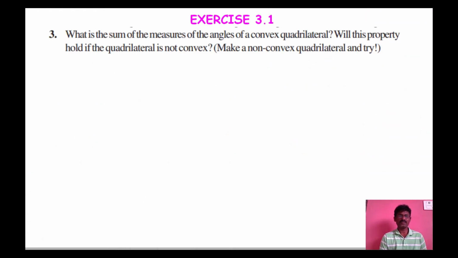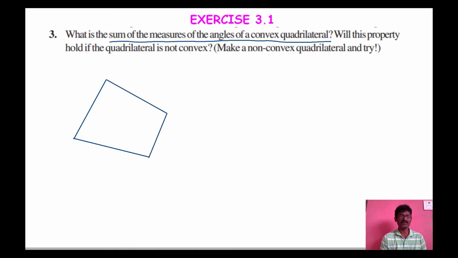Next, exercise 3.1, third question. What is the sum of measures of angles of a convex quadrilateral? Will this property hold if the quadrilateral is not convex? So let us first see what is the sum of the measures of angles of a convex quadrilateral. Let us draw a convex quadrilateral first. So suppose this is a convex quadrilateral. Now what is the sum of measures of the angles?